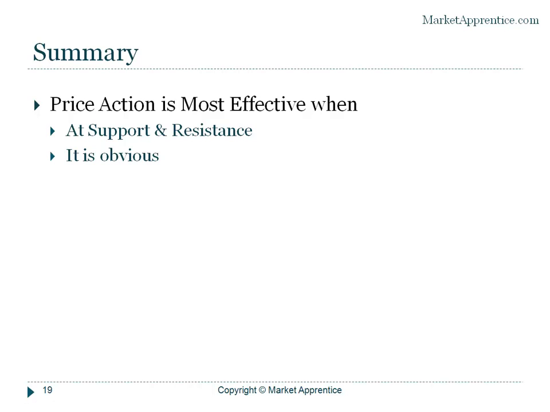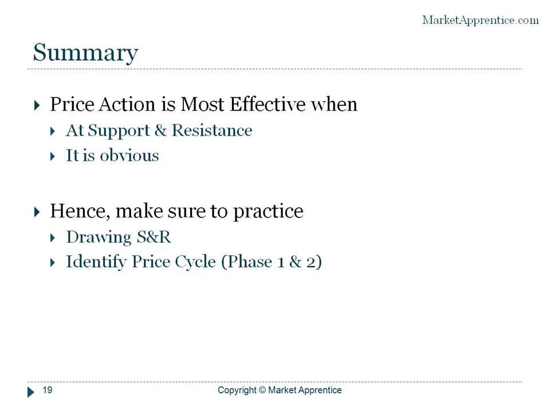Alright, that's it for the examples. Summary. Price action is most effective when it's reacting to support and resistance levels. Remember crowd behavior. The more obvious it is, the more effective it is. Hence, higher time frames work better. Make sure to practice drawing support and resistance levels, trend lines, horizontals, Fibonaccis, and so on and so forth. They are all useful in terms of how price action will react to them.